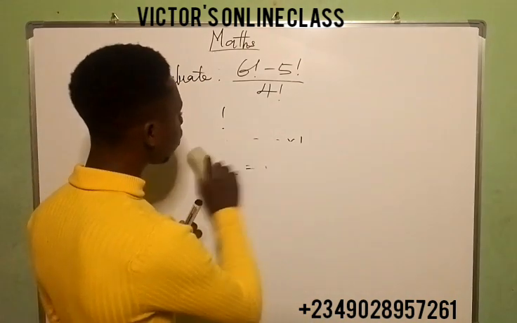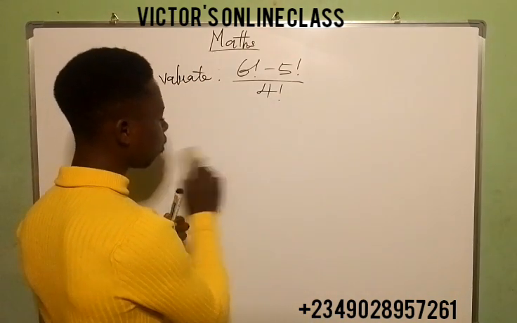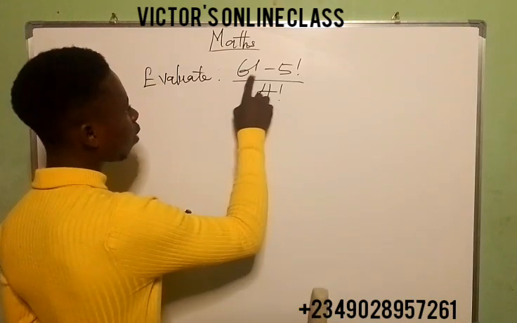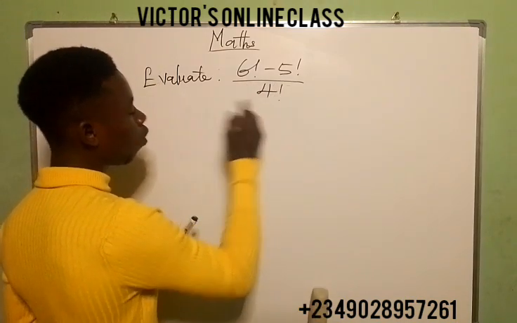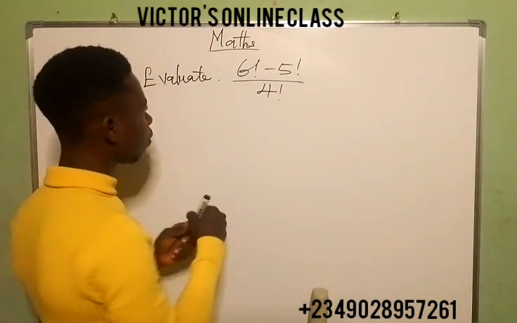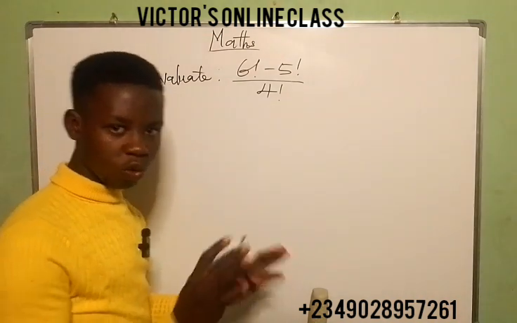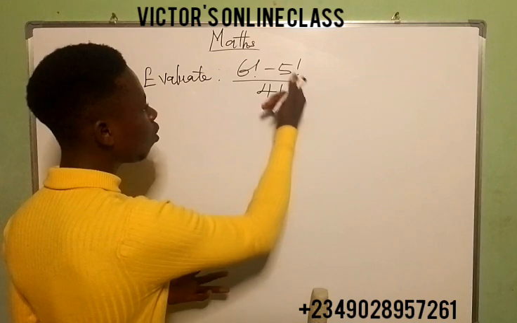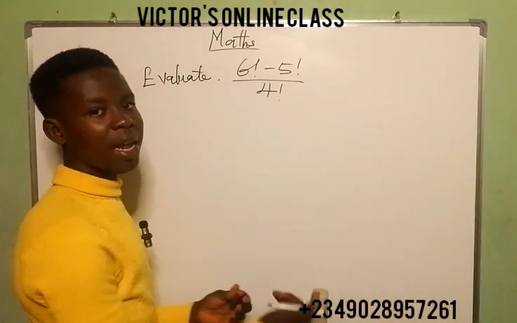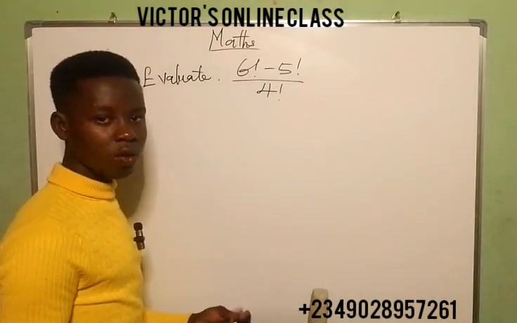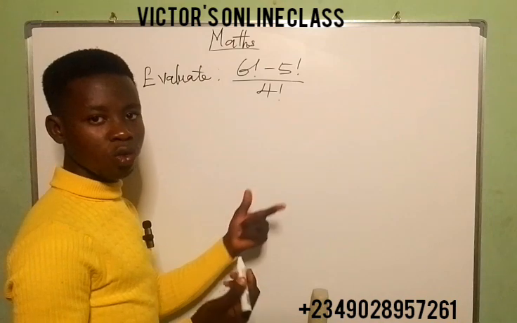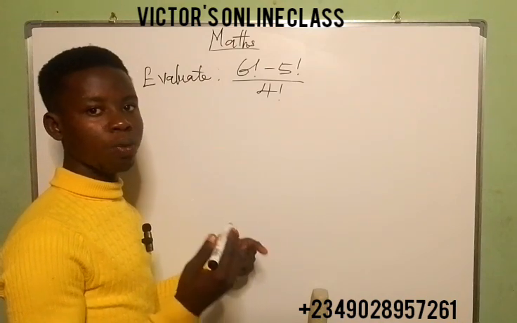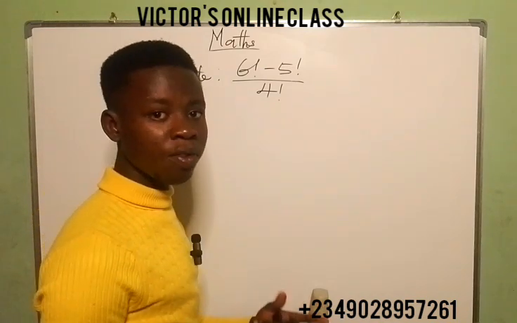Now, how do we solve this question that we have here? We have 6 factorial minus 5 factorial all over 4 factorial. The simplest way you can solve this, because if I allow you now, you will do this down to 1, you do this one down to 1, do this one down to 1, and then you still arrive at the same answer with me. So what you are going to be doing here is shortening it, making it be in the same variable.